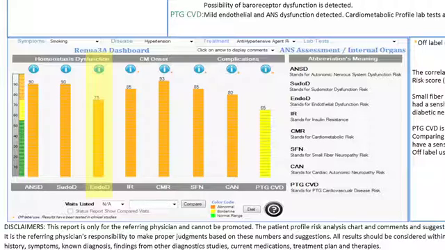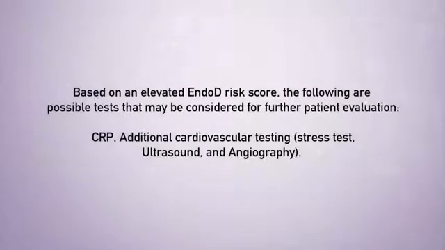Although there are a number of conditions the ENDO-D risk score helps evaluate, the primary focus of this measurement is the possibility of endothelial dysfunction, ANS biomarker of atherosclerosis. Based on an elevated ENDO-D risk score, the following are possible tests that may be considered for further patient evaluation: CRP, additional cardiovascular testing, stress test, ultrasound, and angiography.